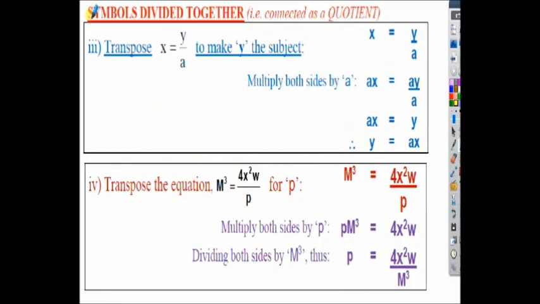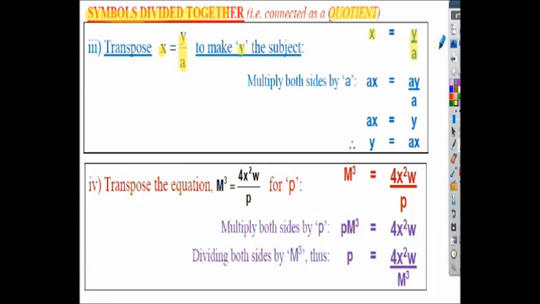On this slide we have now symbols divided together, connected as a quotient, in other words, as a fraction. In the first example we've got x is equal to y divided by a, and we've got to make y the subject of the equation. So given the original equation, x is equal to y divided by a. In this particular case I want to make the y the subject of the equation.